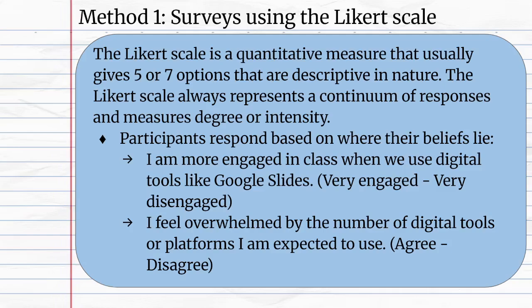So method number one, using the Likert scale. It's a quantitative measure that usually gives about 5 or 7 options. If you're not familiar with the Likert scale, I could almost guarantee that you've seen one at some point in time. What it usually entails is a continuum of responses where you can indicate where your beliefs lie.